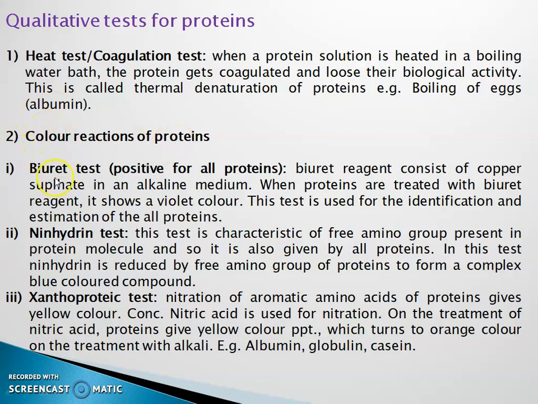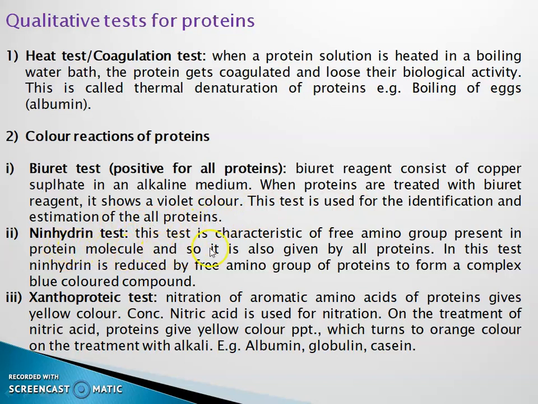Color reactions of proteins. Biuret test: positive for all proteins. Biuret reagent consists of copper sulfate in an alkaline medium. When proteins are treated with biuret reagent, it shows a violet color. This test is used for the identification and estimation of all the proteins.